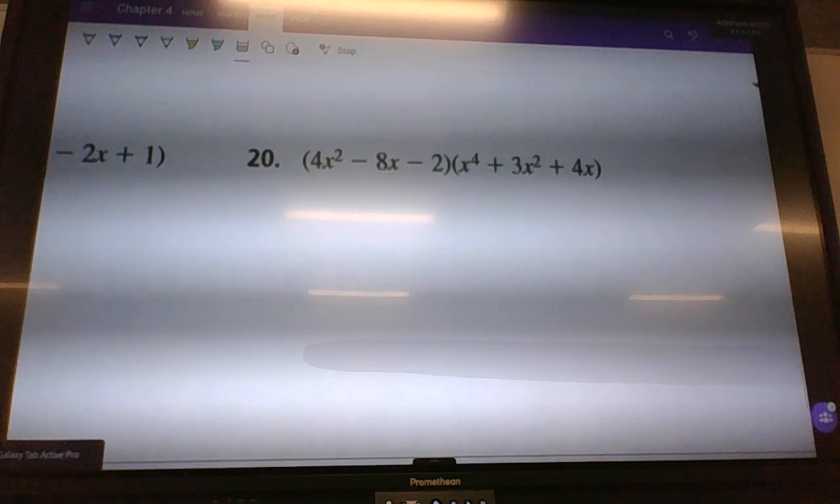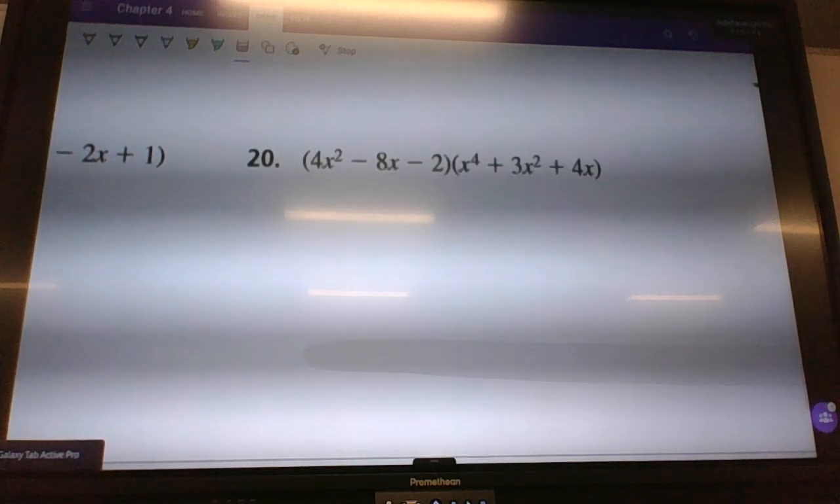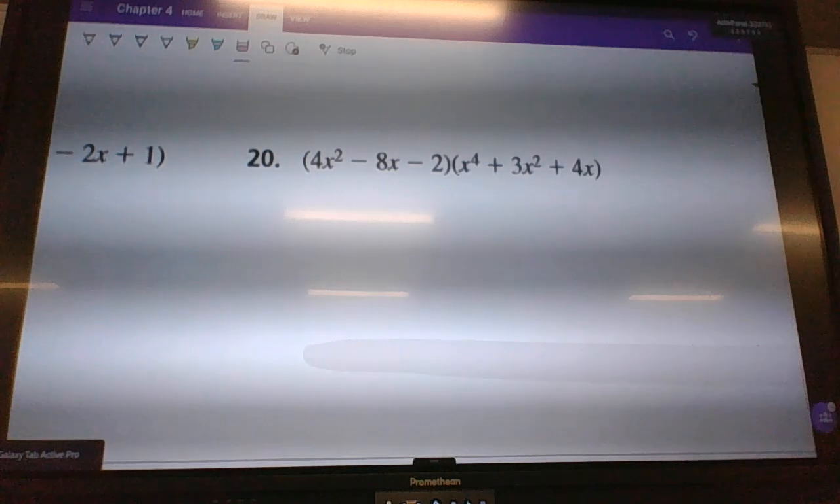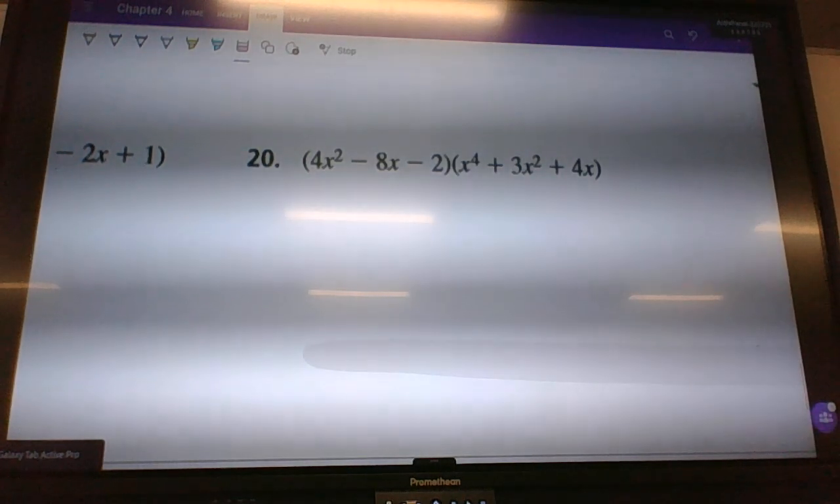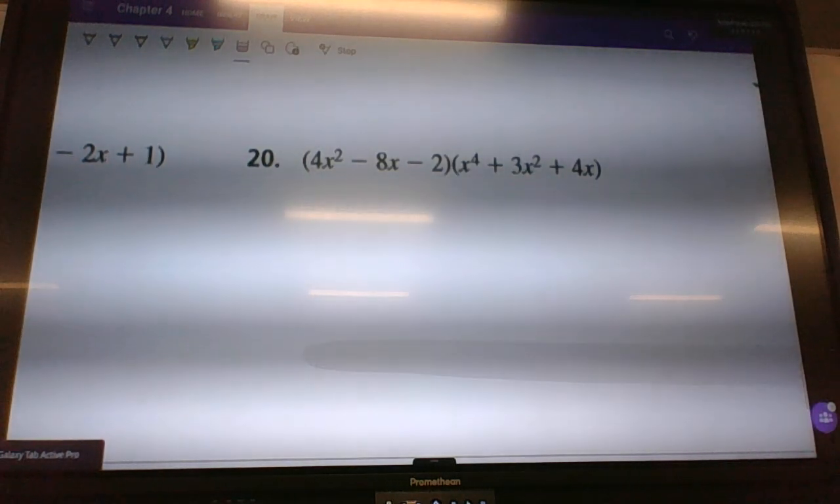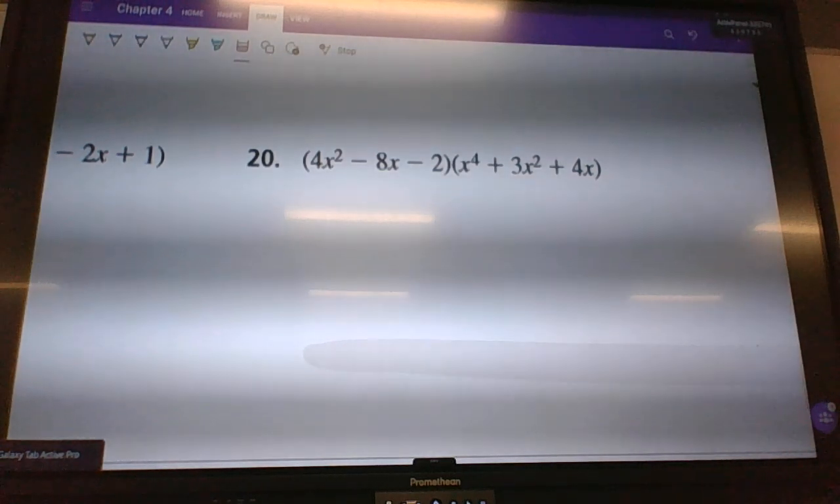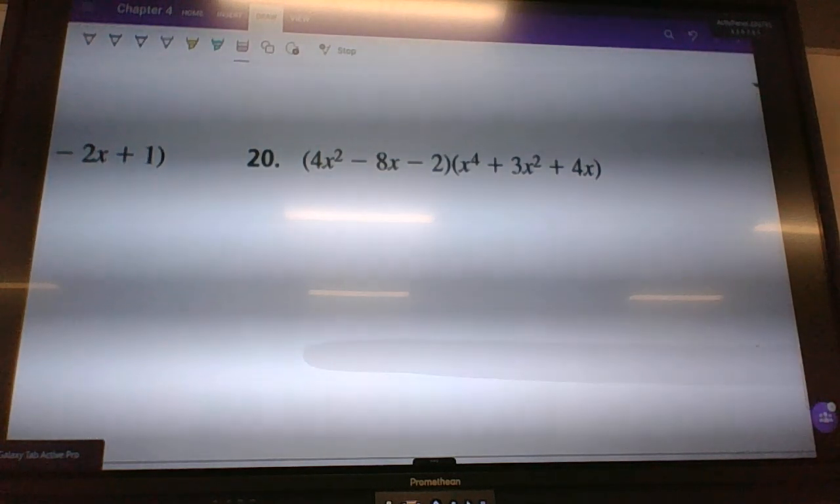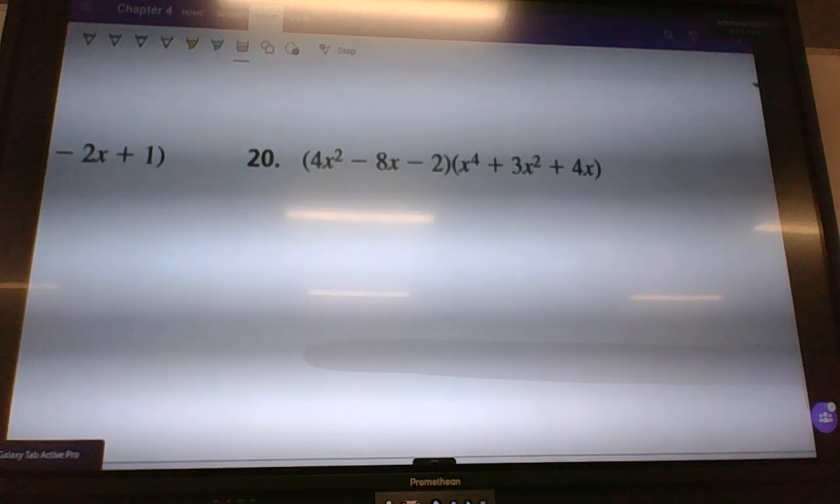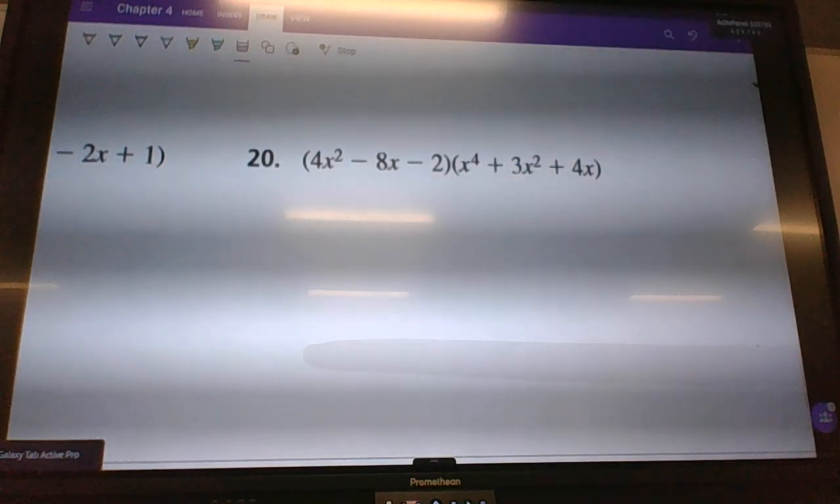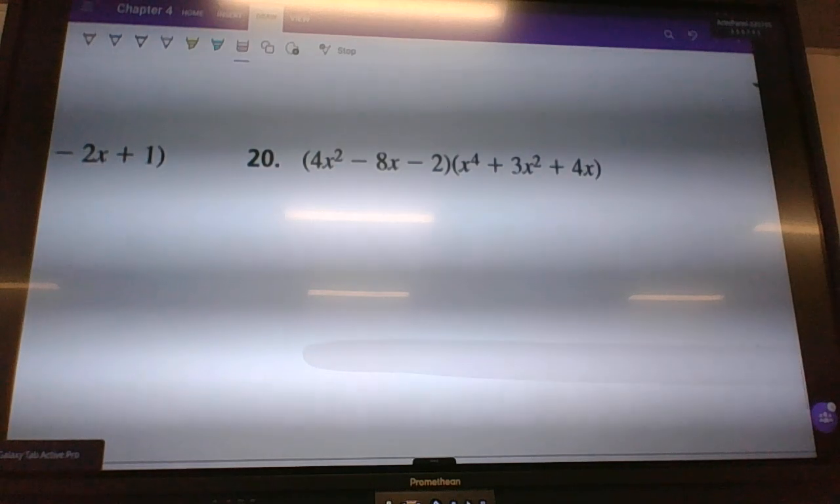Do you think that's it? Is it possible that if this was like a 4th degree times a 3rd degree, how many possible terms would it have? Wait, Miss, why is this answer almost as long as the paper? You know what?